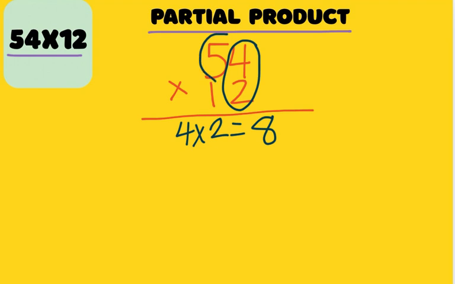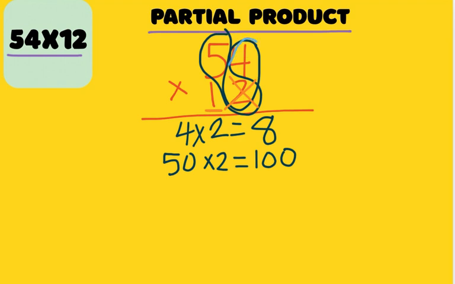Next, we are going to multiply our tens digit, which in this case is 50 times 2, which gives me the partial product 100. Now, I am finished multiplying anything times 2, and now my focus is the digit in the tens place. So, I am now going to multiply 4 times 10, and that gives me the value of 40.